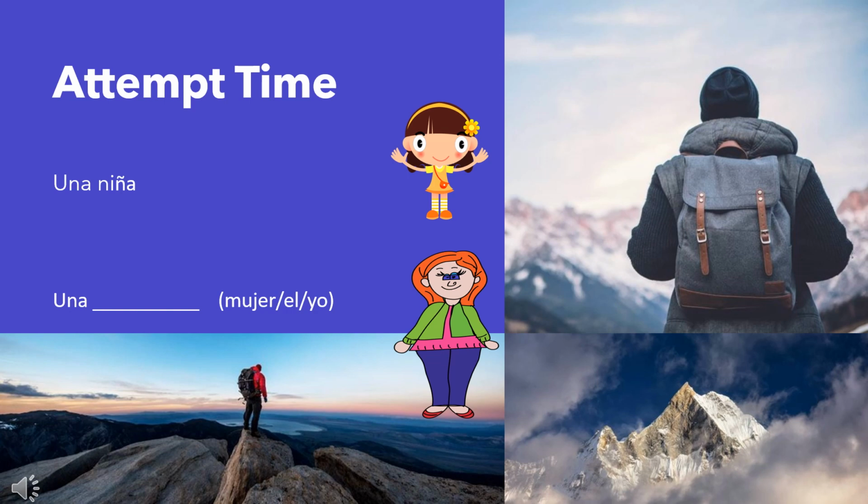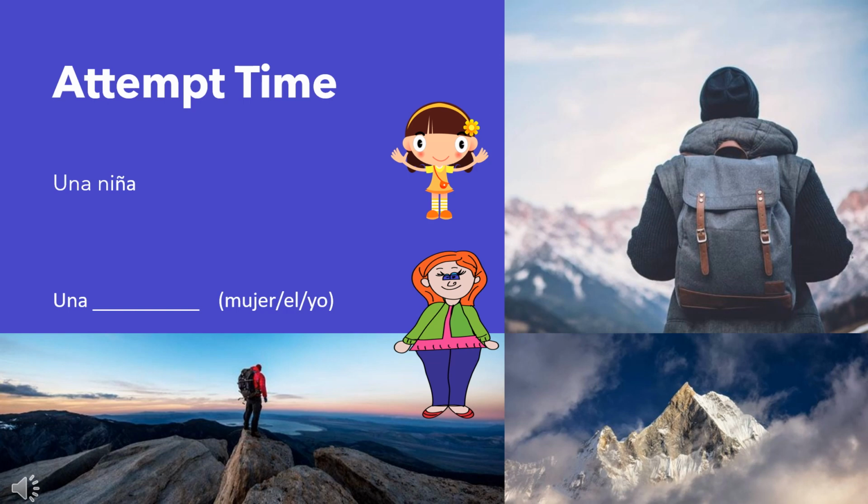Okay, so here una is a feminine word. It denotes feminine. Mujer means woman. El is used with a masculine word and yo means I. You can see the lady in the picture, which denotes that she is a woman. So, we will say una mujer. So, mujer is the correct word.